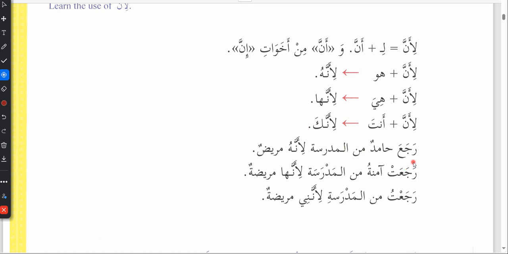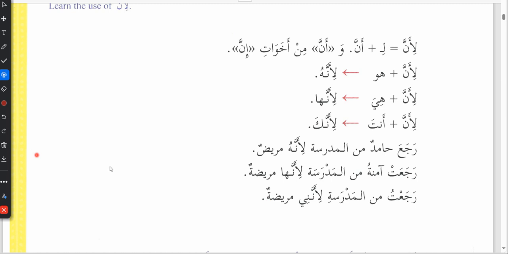Raja'a Hamidun min al-madrasati li'annahu maridun. Because he is sick. He returned from the school because he is sick. Raja'at Aminatu min al-madrasati li'annaha maridatun. Aminatu returned from the school because she is sick. Or it's all in past, so you can say she was sick. Raja'tu min al-madrasati means I returned from the school li'annani maridatun, because I am sick. Let's check the next one.